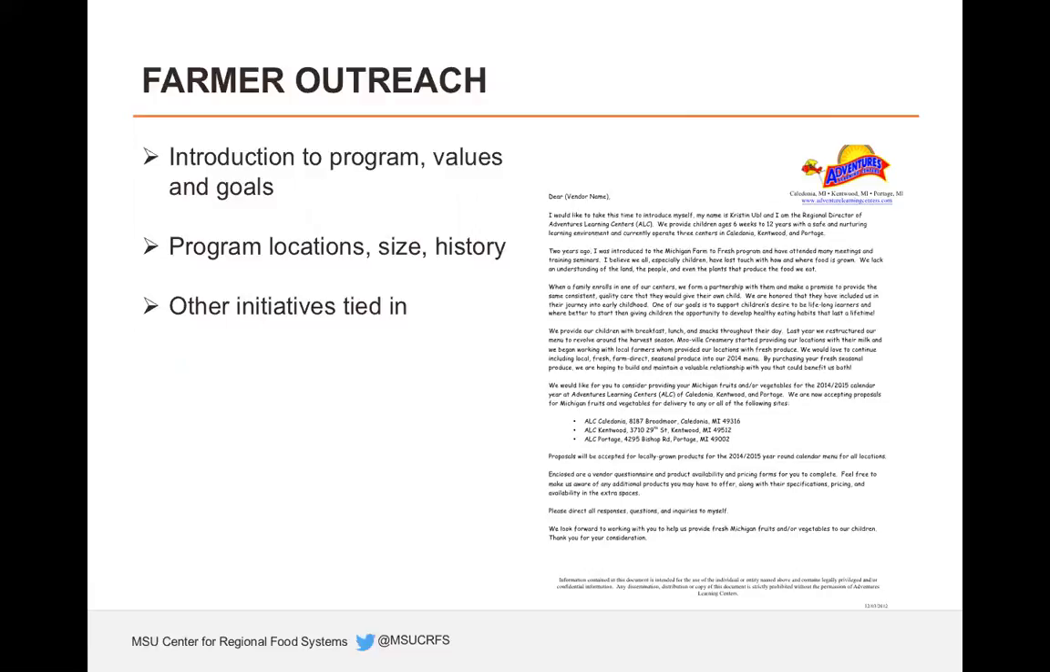This example on the right is from Adventures Learning Center, which operates 3 locations in Western Michigan. However, it can also be a short letter that simply explains why you are interested in purchasing local and what kind of relationship you hope to have with your farmer. It is also useful for farmers to know general size and location at the beginning to ensure that it works with their logistics.